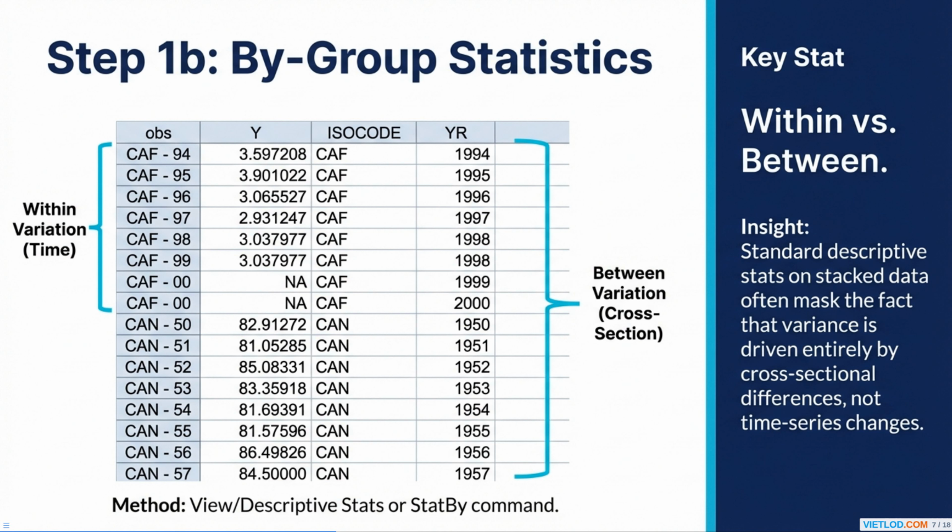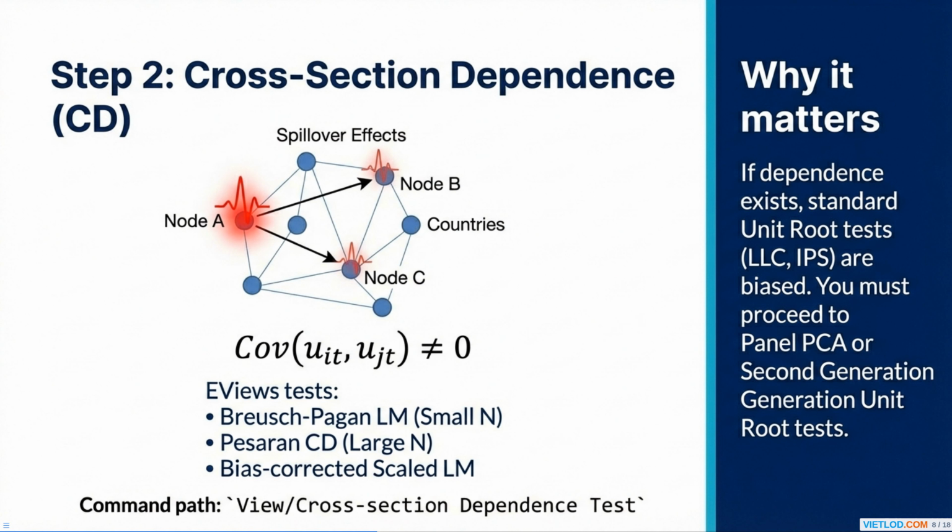The key insight here is that standard descriptive statistics on stacked panel data can often mask the true underlying dynamics. The overall variance might be driven predominantly by the between component, meaning large differences between countries, rather than the within component, which represents changes over time within each country. This distinction is crucial for accurate analysis. We can examine these statistics using view/descriptive stats or stat by command in statistical software.